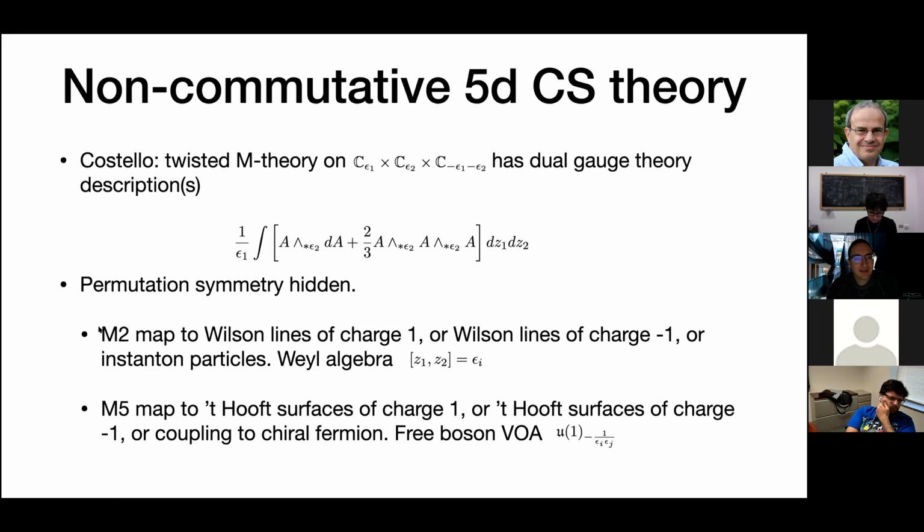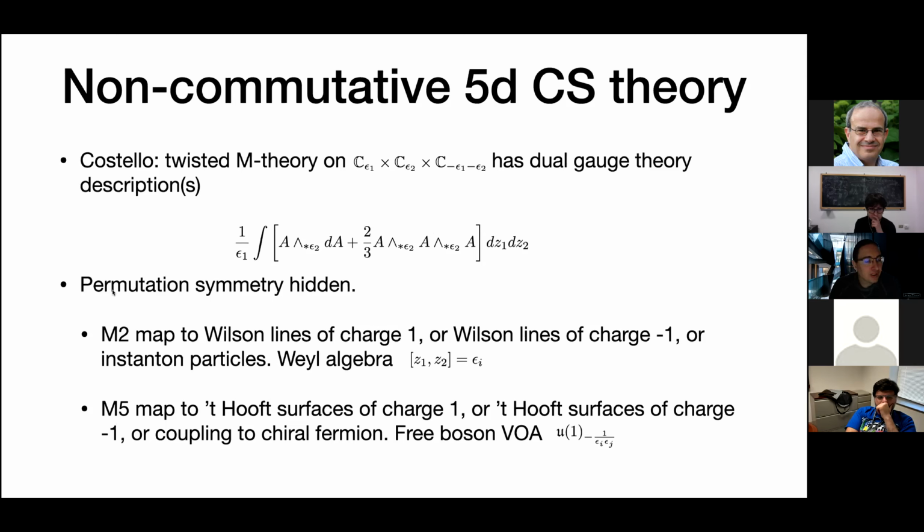For example, if you take the line or surface defects which arise from compactification of M2 branes or M5 branes in some of these internal Cs, you get objects which at first sight look very different in the five-dimensional theory. So for example, if I take an M2 brane and I wrap it on C epsilon 1 or C epsilon 2 or C minus epsilon 1 minus epsilon 2, I can get either an abelian Wilson line of charge 1 for this U1 Chern-Simons theory, a Wilson line of charge minus 1, or what looks like an instanton particle. The five-dimensional gauge theory has an instanton charge, which is the integral of F wedge F, and you can have particles which create that charge.